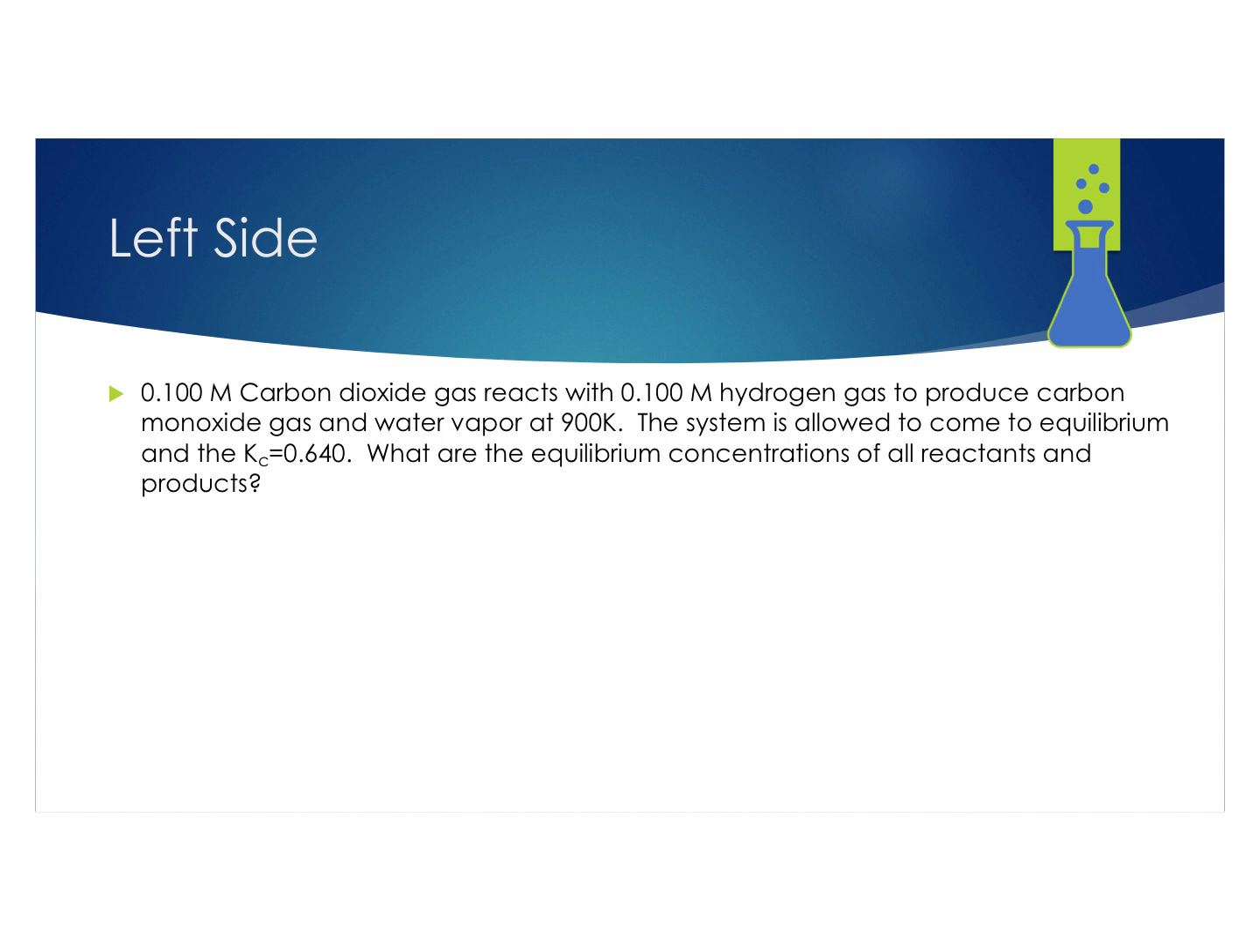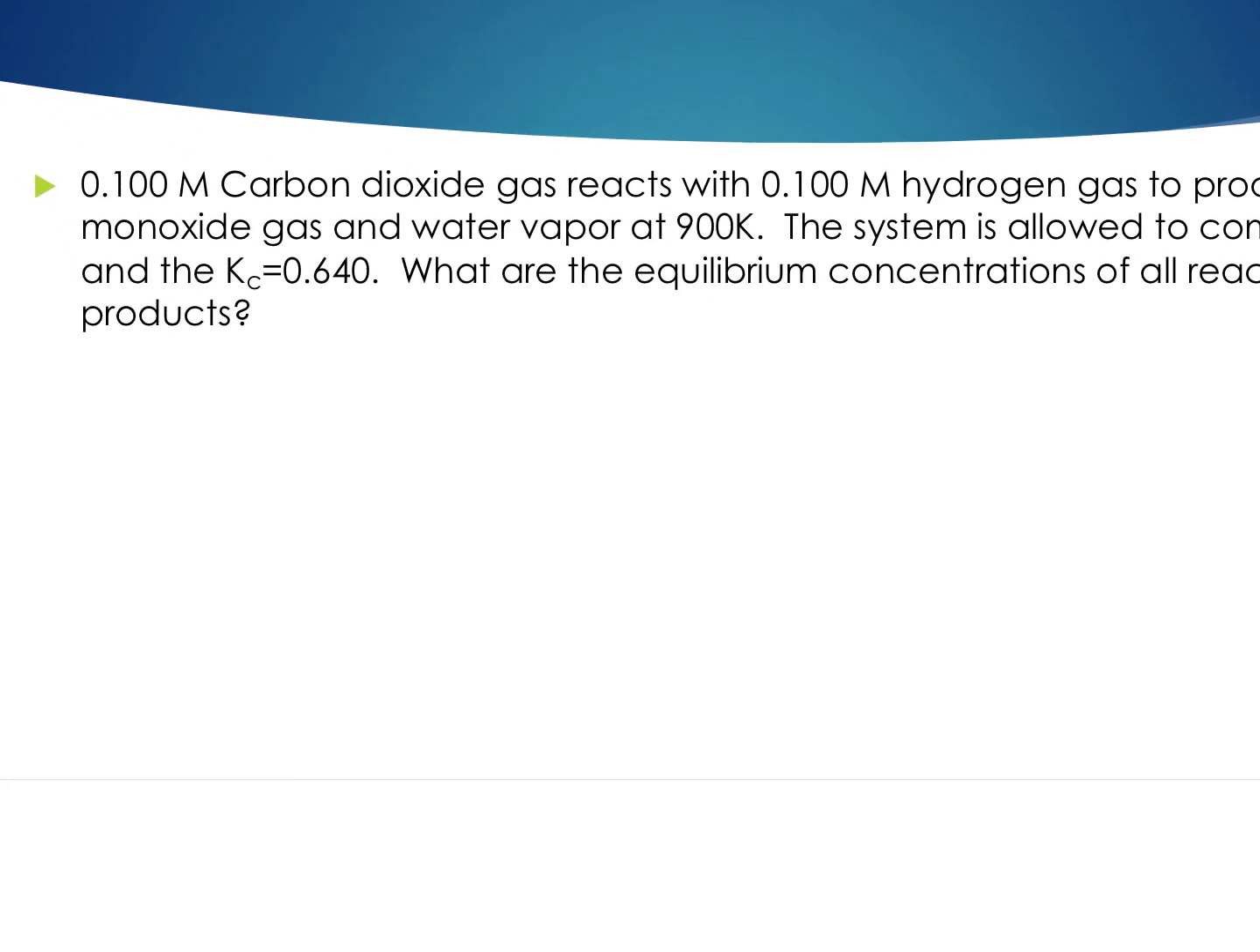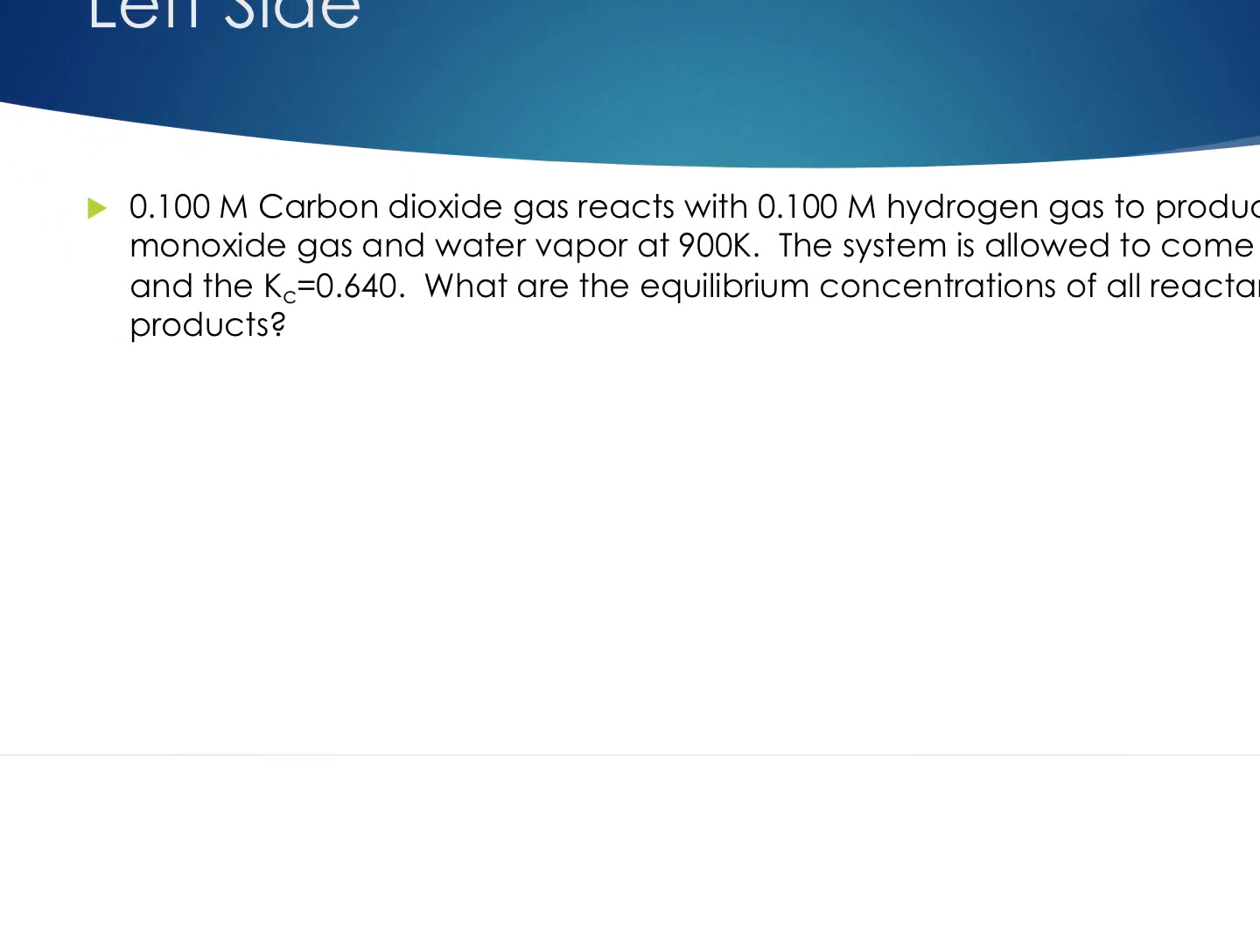All right, with those notes, there was a left side, and it looks like this. It says 0.100 molar carbon dioxide gas reacts with 0.100 molar hydrogen gas to produce carbon monoxide gas and water vapor at 900 K. The reaction is allowed to come to equilibrium, and the Kc is 0.640. What are the equilibrium concentrations of all reactants and products? We are going to do this left side right here.